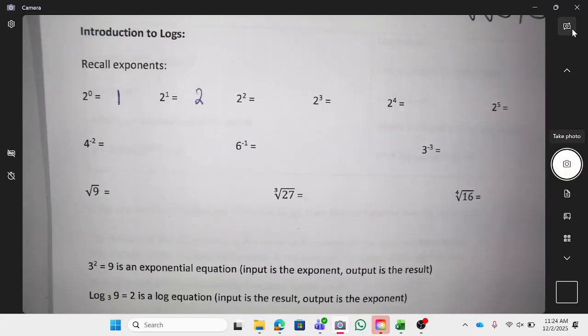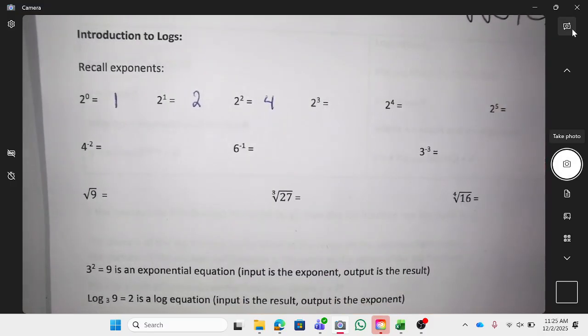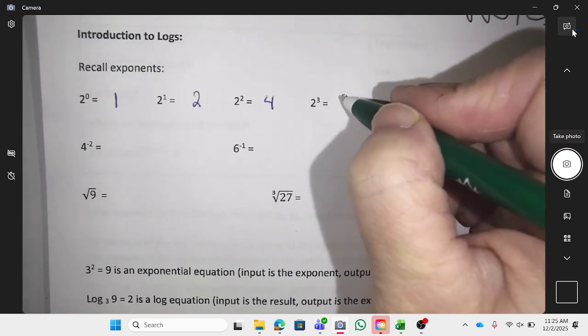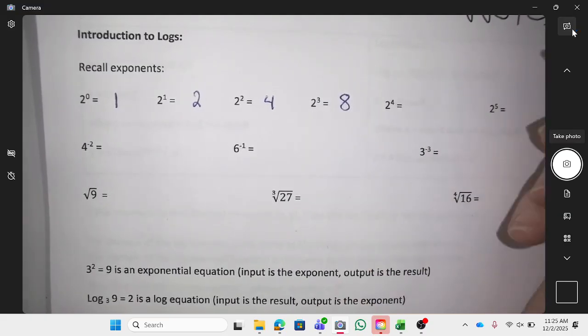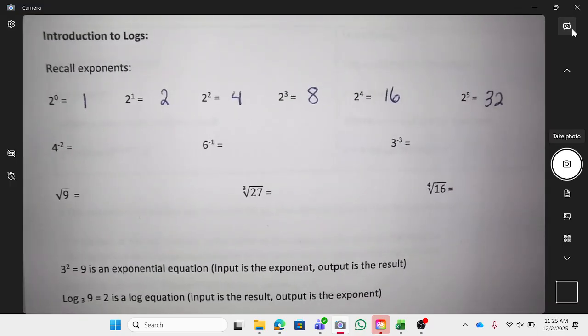The rest of the 2 bases, you should just have them memorized because, again, you don't have a calculator in your exam, so they're expecting you to have 2 squared is 4. 2 cubed is saying 2 times 2 times 2, which is now 8. 16, 32. So those ones probably should be memorized. Okay, you should be able to do those efficiently.